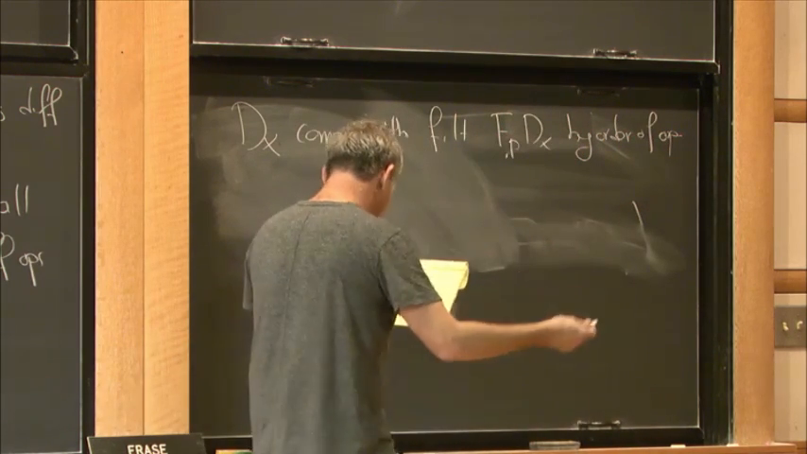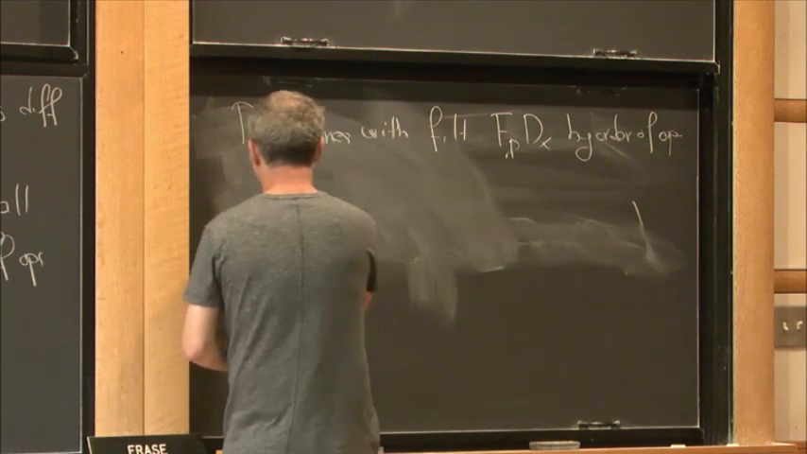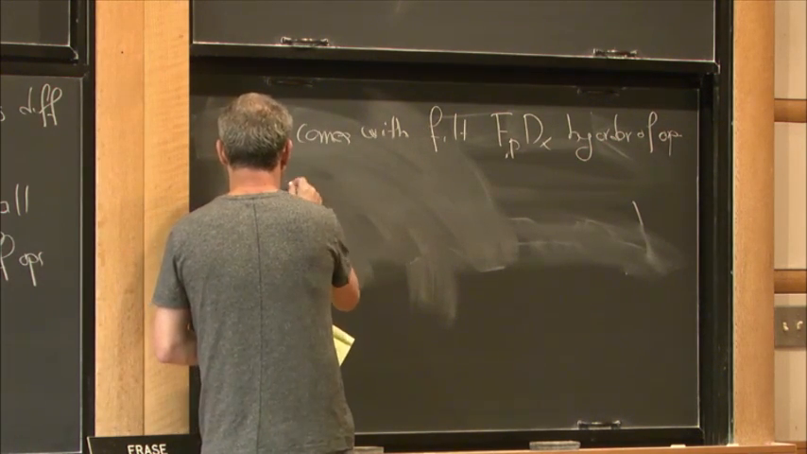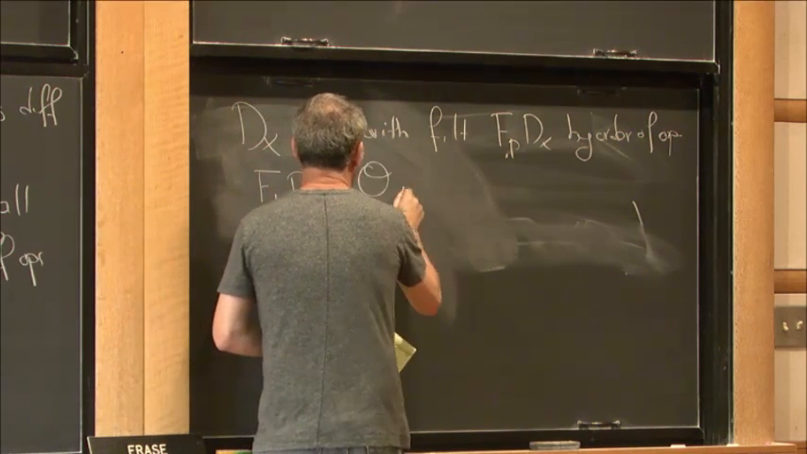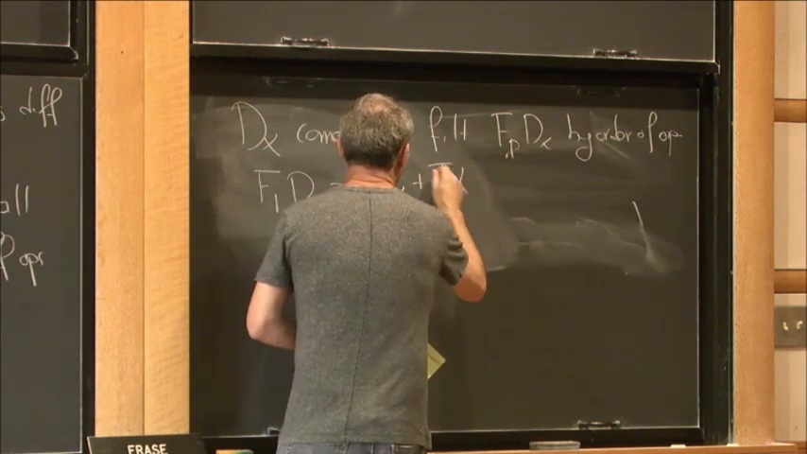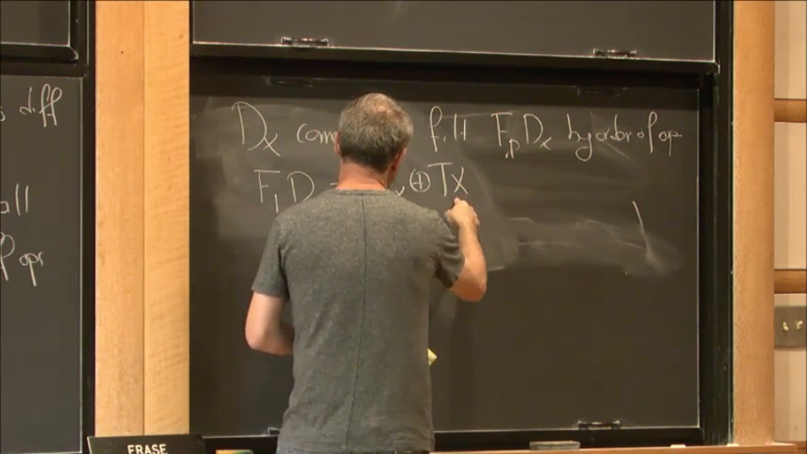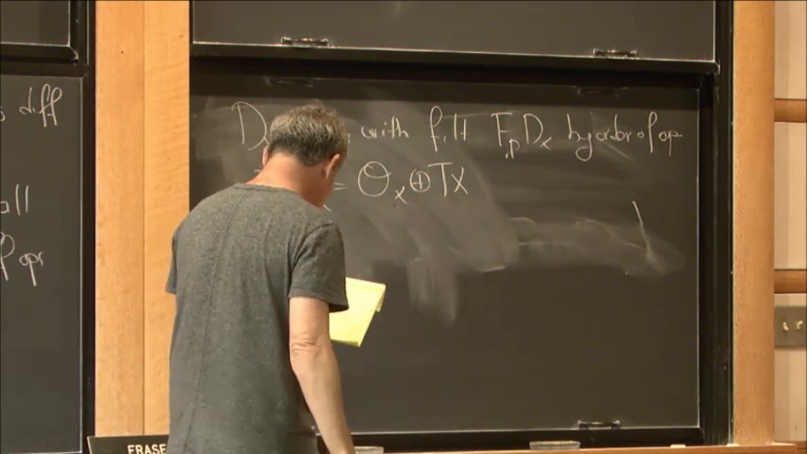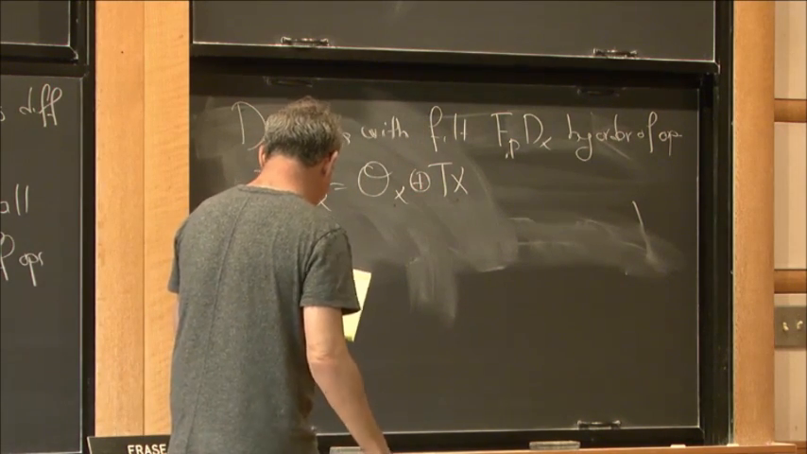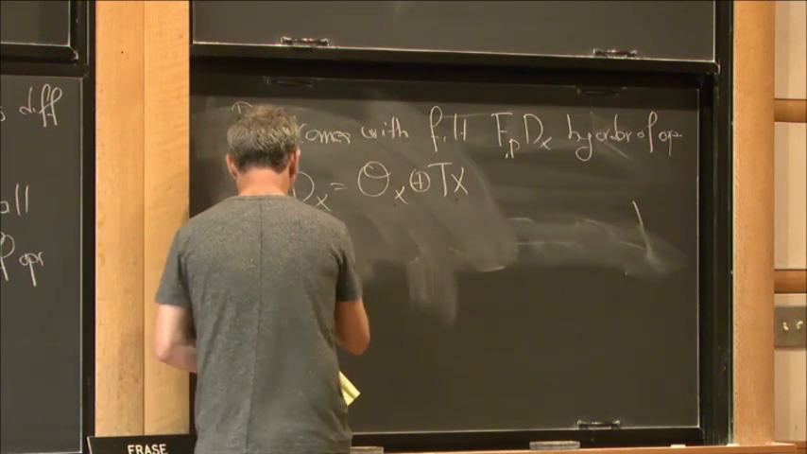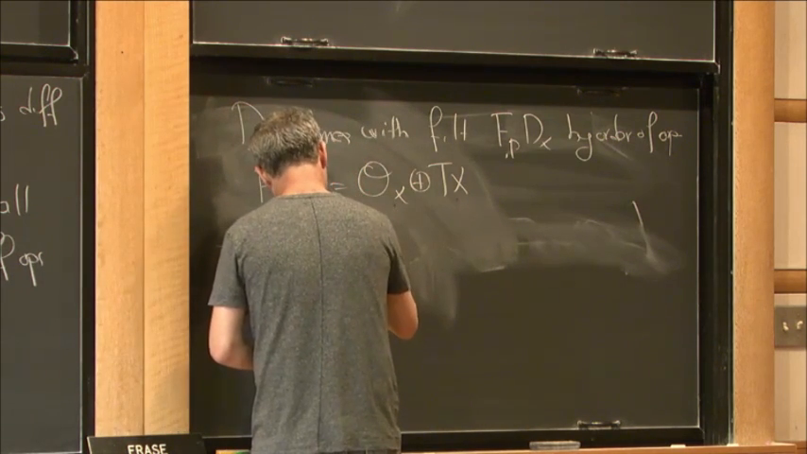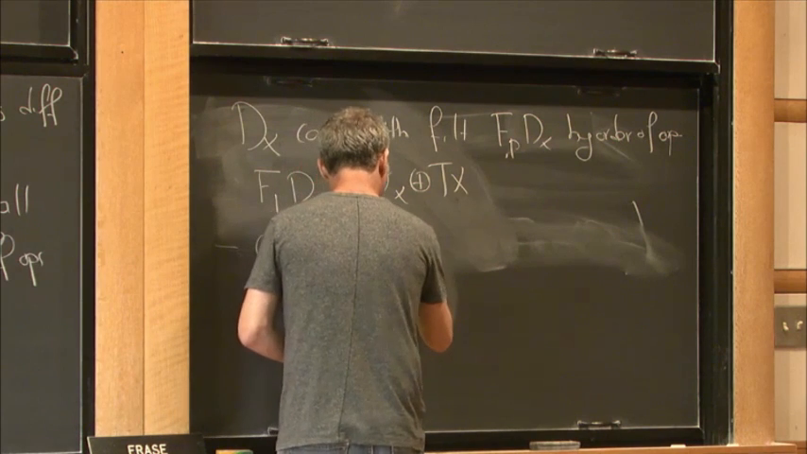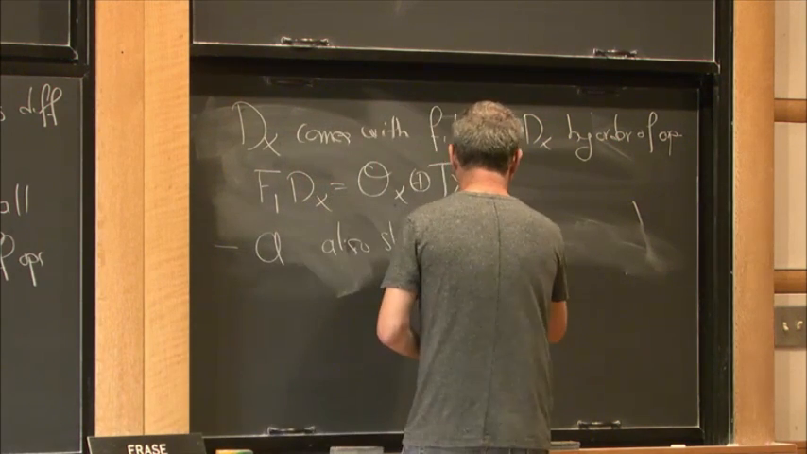And then F_p should also come with that. You notice that F_1 of D_X is just O_X plus T_X, where this is the holomorphic tangent vectors, and this is just O_X. And A should also have a filtration. It should come with the filtration.